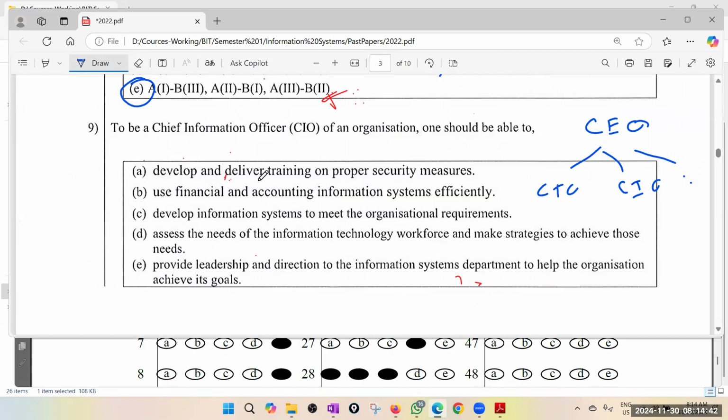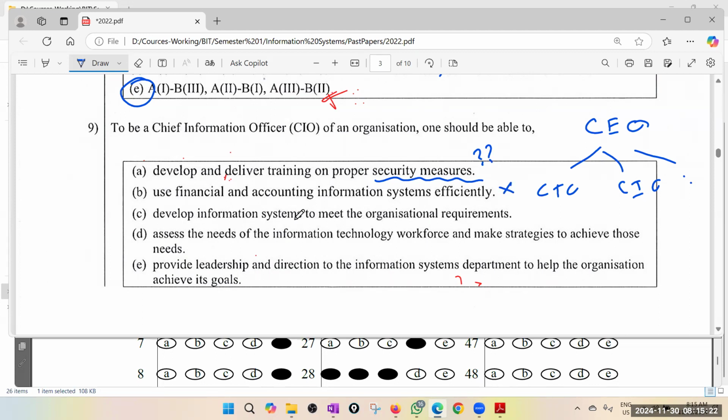Develop and deliver training on proper security measures. Okay. Anyway, let's see, deliver training. But anyway, security is also related to information, but it doesn't say information security, right? So security means in general the security, including security services. So therefore, let's keep it. Use financial and accounting information systems efficiently. No, that is not something for this information officer. That is more for the finance managers and so on. Okay. I'll say no.